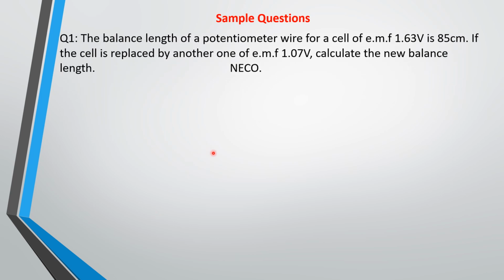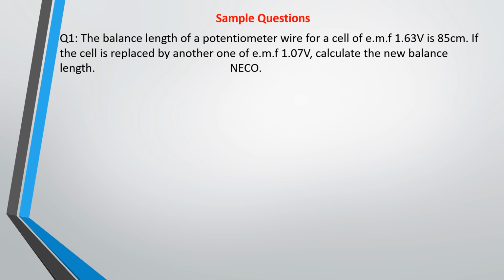Right, so this is a sample question. The question says that the balanced length of a potentiometer wire for a cell of EMF 1.63 volt is 85 centimeters. Now, if the cell is replaced by another one of EMF 1.07 volt, calculate the new balance length.